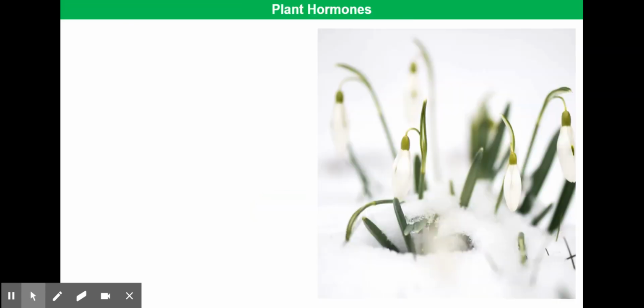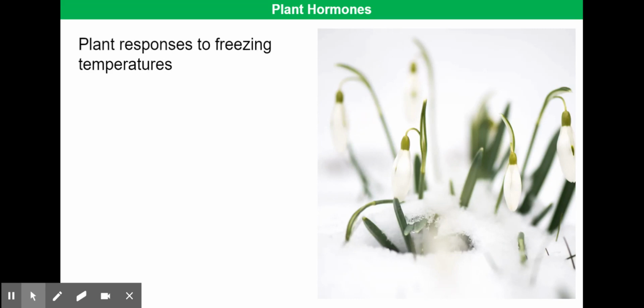Now, this is a little bit of a tag on, perhaps, but it's yet another plant response that you need to be aware of. This is how plants respond to freezing temperatures. If you have ice crystals forming inside cells, that's going to cause the cell membranes and the cell walls to burst, and that's going to kill the cells. So it's really important that plants are able to respond to such low temperatures. They can do this in a number of ways. There's 4 key ways that you need to be aware of.